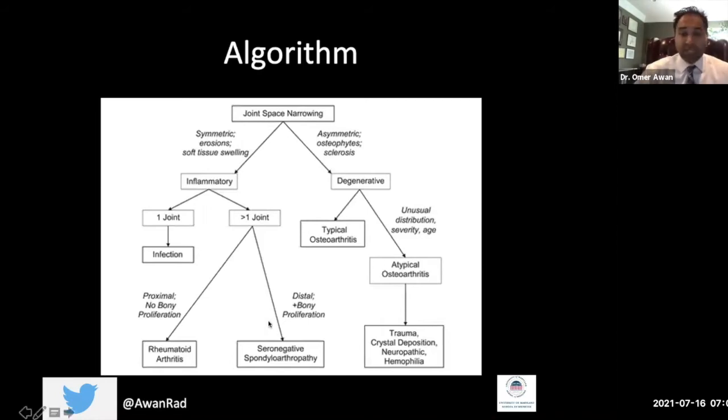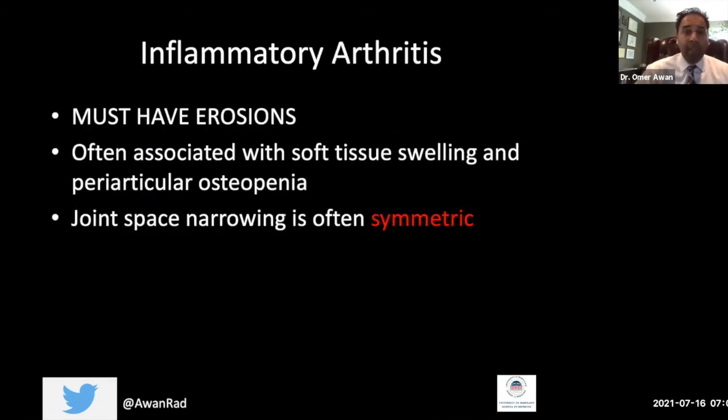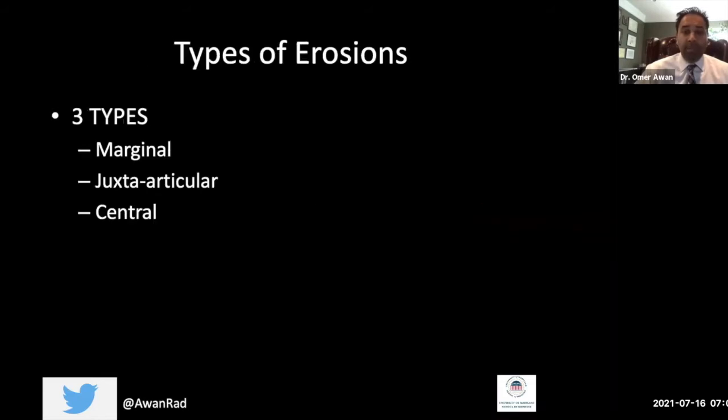Usually RA is proximal, the seronegative spondyloarthropathies are distal, and also something that we're going to talk about later, which is called periostitis, or bony proliferation, which is seen in seronegative spondyloarthropathies and is not seen in RA. So I think this is a very helpful algorithm to demystify and approach the various forms of arthritis, right? And the difference, I think we already talked about it: in inflammatory arthritis, you lose bone through erosions. The joint space narrowing is symmetric. And of course, in degenerative arthritis, you produce more bone.